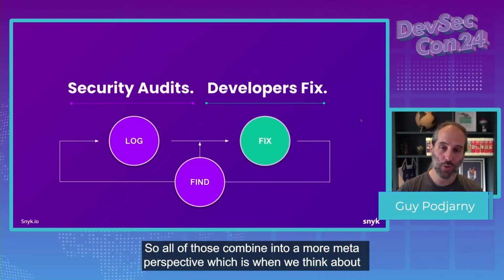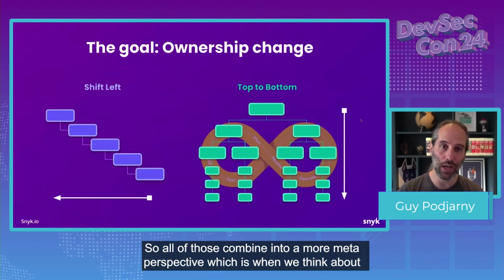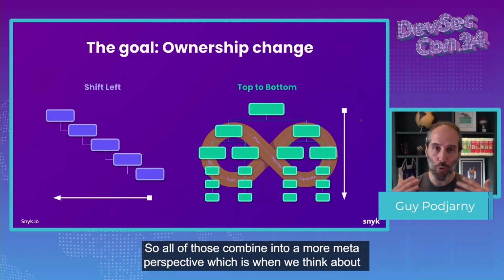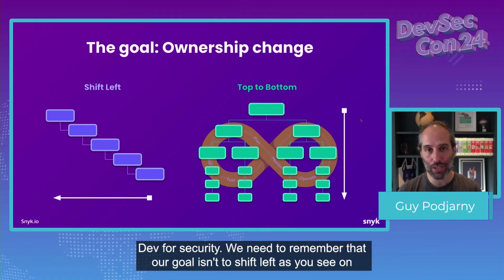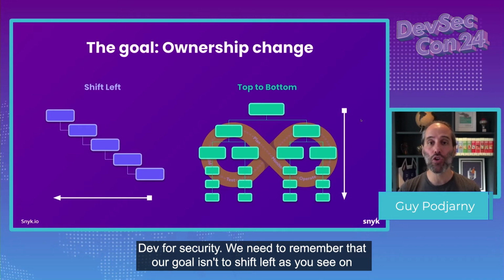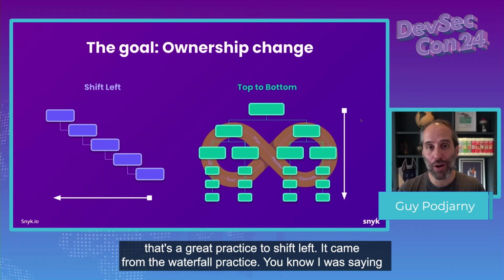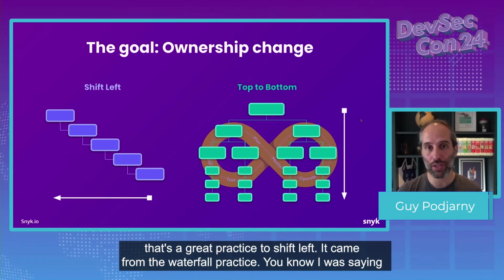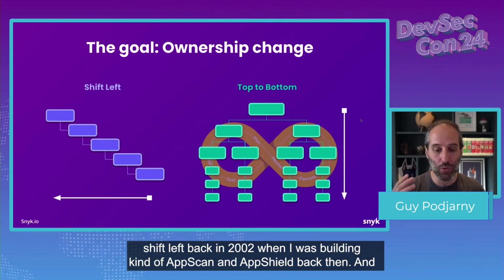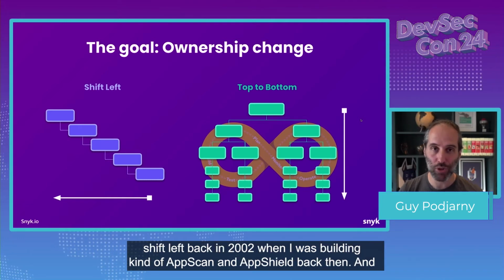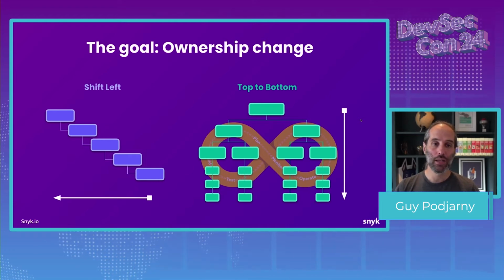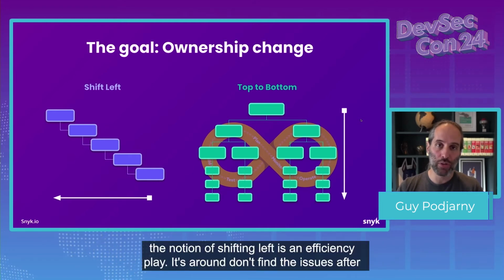So all of those combine into a more meta perspective, which is when we think about dev for security, we need to remember that our goal isn't to shift left, as you see on the left of the screen here. Shift left is a great practice. It came from the waterfall practice. I was saying shift left back in 2002 when I was building AppScan and AppShield, and the notion of shifting left is an efficiency play.